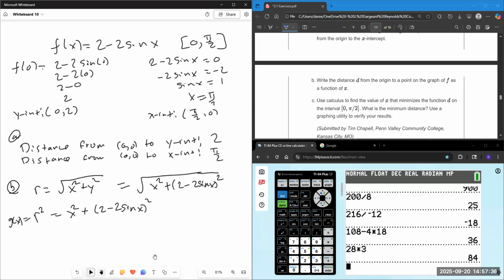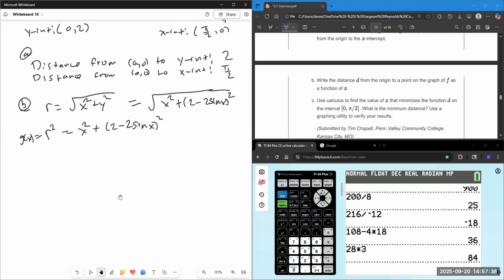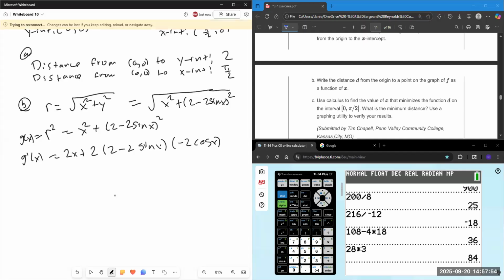But sometimes we want to get rid of the square root because they're nasty to take derivatives of. So call that g of x. g prime of x is equal to 2x plus 2 times (2 minus 2 sine of x) times a negative 2 cosine of x. We're going to have to use our calculator here because we have no way to solve this equation without it.